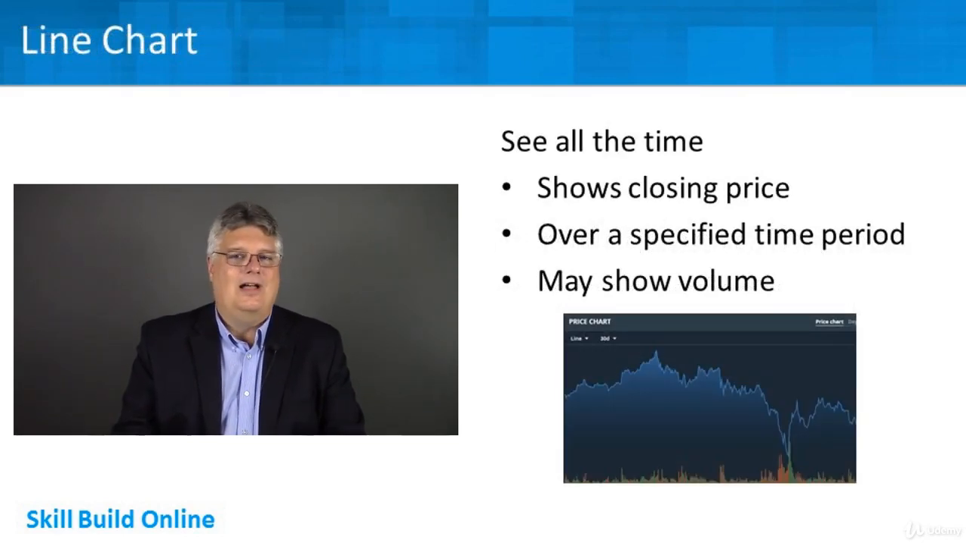So first off, the line chart. Oh my gosh, you see that all the time. It's hard to avoid, and because it works, it gives you a really quick and easy understanding of what's going on. It shows your closing price over a specified time period, and it may show volume. Volume being how much trading is happening. Is it a high volume day or a low volume day? It's going to show all that on one chart. Let's take a closer look at that here.